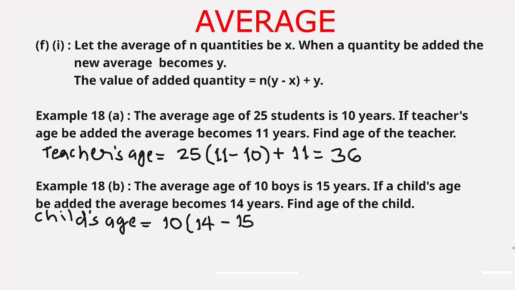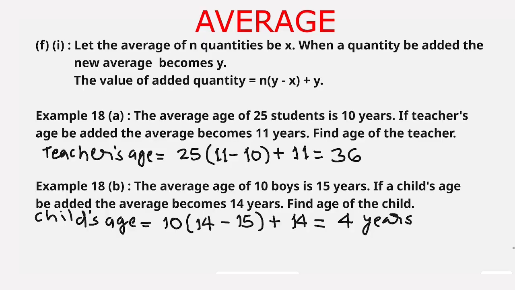So 14 minus 15 plus final average, which is 14. This is equal to 14 minus 15 is minus 1. And minus 1 multiplied by 10 is minus 10. And minus 10 plus 14 is 4. So the child's age is 4 years.